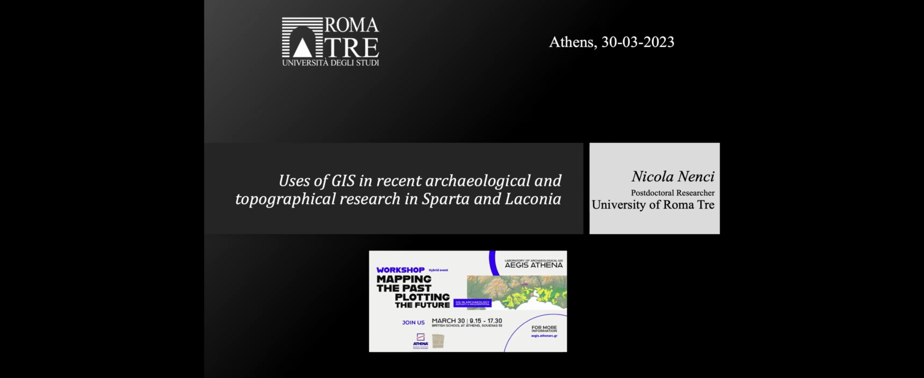which is 3 different cases of GIS employment in archaeological and topographical research in Laconia. The first is mapping archaeological remains within the urban environment of ancient Sparta, mainly, but not only. I dealt with the Hellenistic and Roman periods. Second, collecting and assembling the documentation of the excavation of the sanctuary of Apollo Hyakinthios at Amyklaion, south of Sparta. And third, mapping ancient archaeological evidence at a regional scale in Laconia.